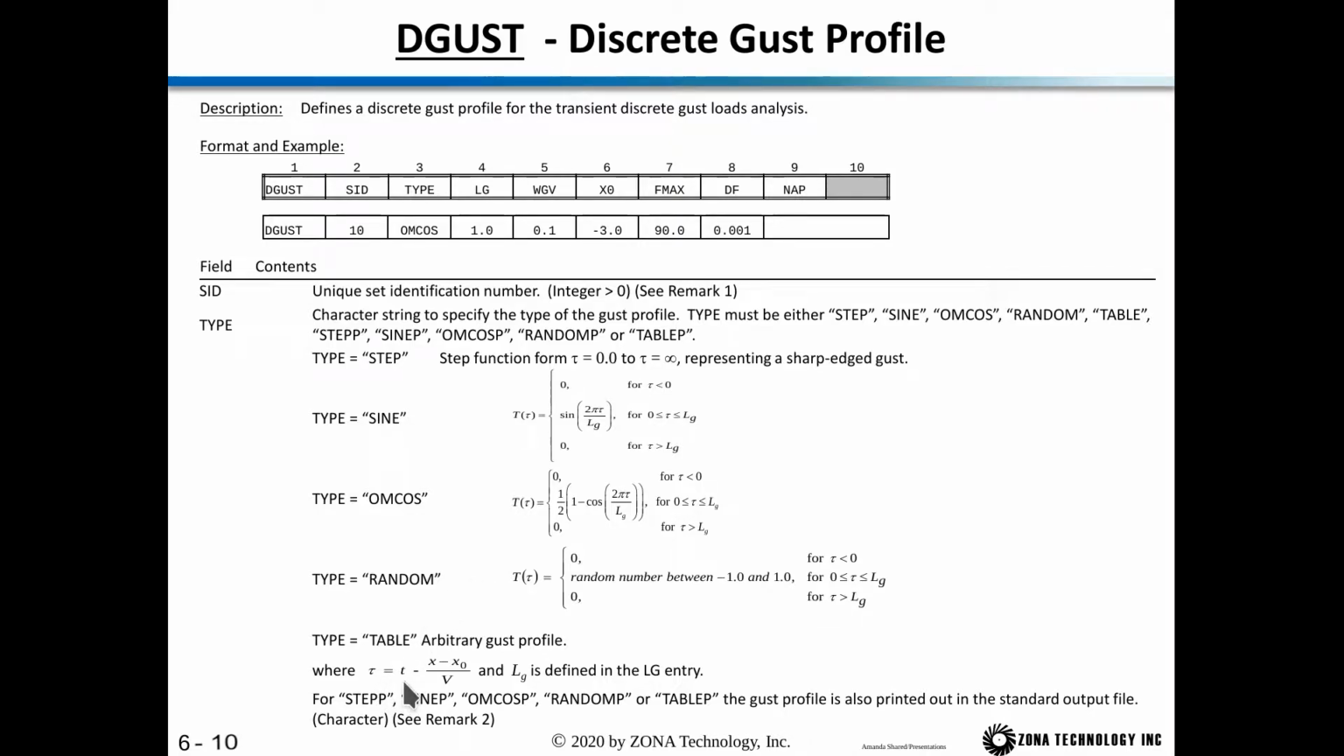Tau is equal to t minus x naught over v, and then Lg is defined in the Lg field after type. And now for the p option, when you append the p to the type name, the Gust profile is printed out on the standard output file.